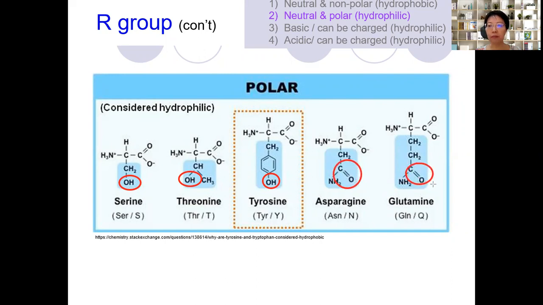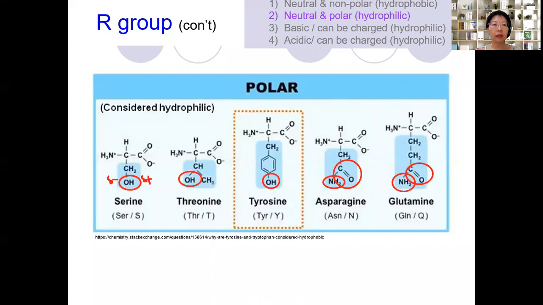This is polar, okay? This is also polar, but overall no charge. Okay, overall no charge. Even though this is delta negative, remember you learned already this is delta negative, and H plus, this is delta positive, but overall there's no charge. So it's polar, uneven distribution of charge in the R group.